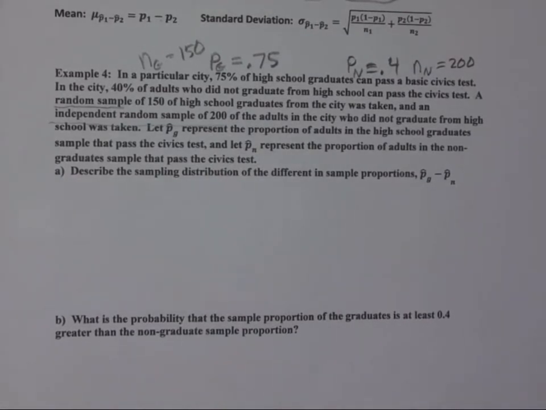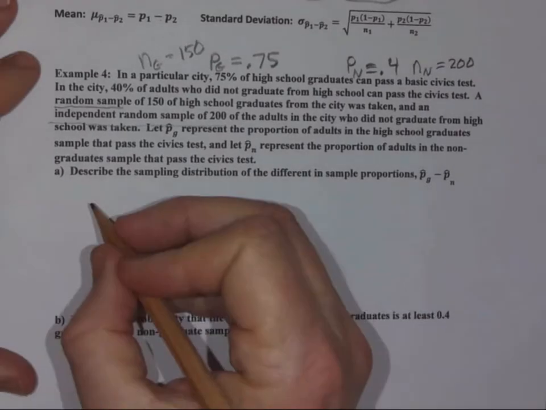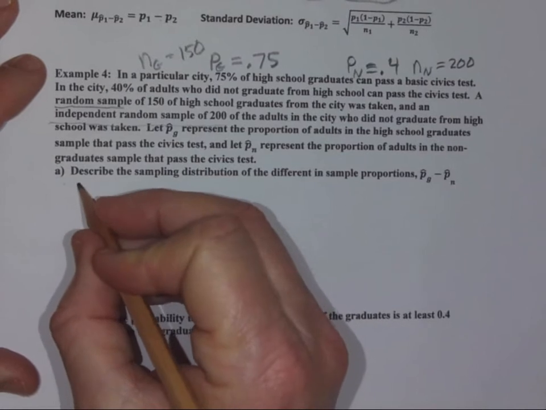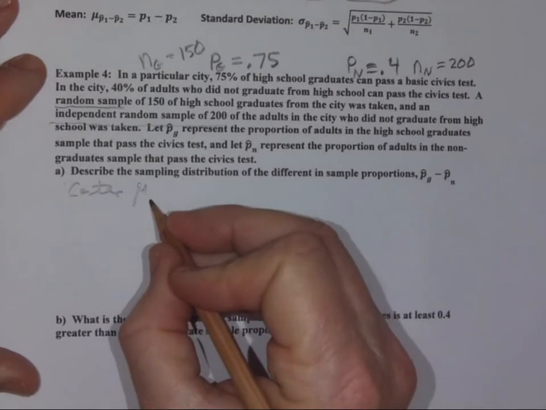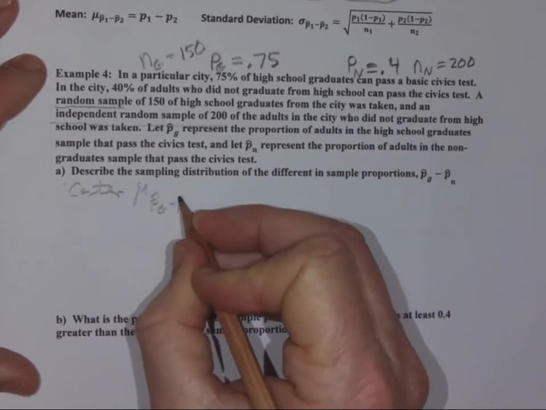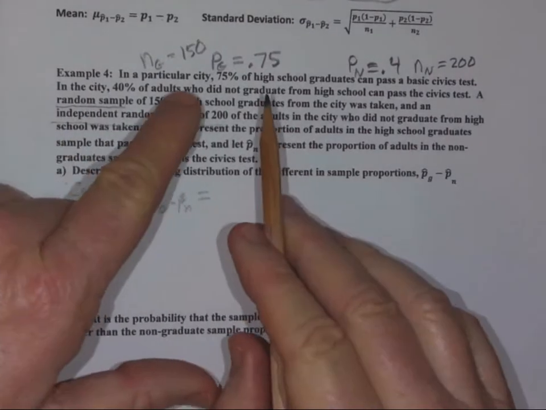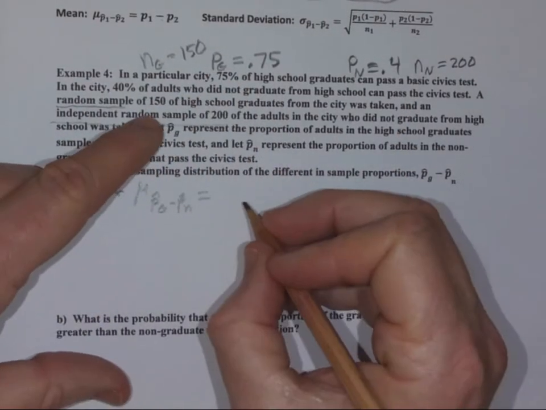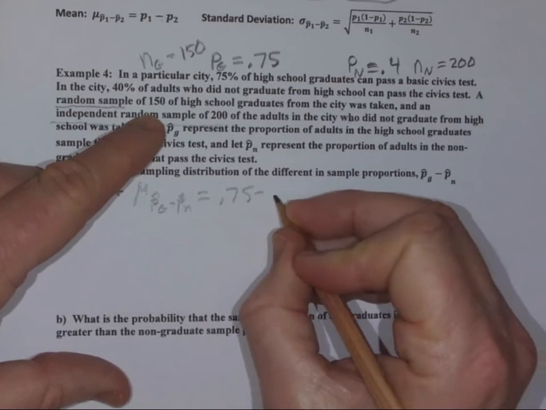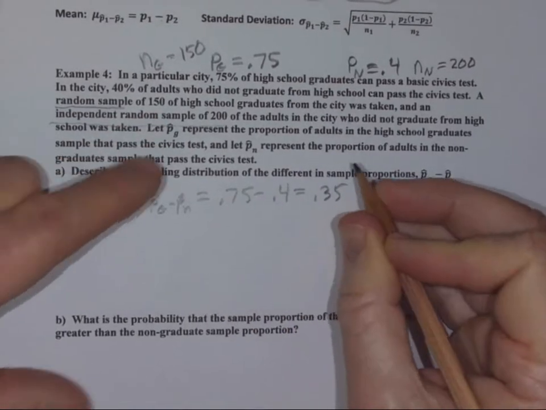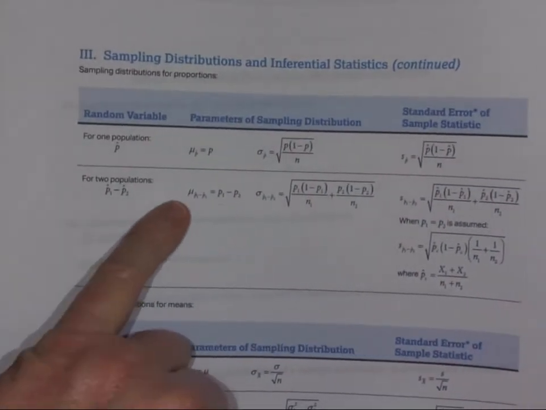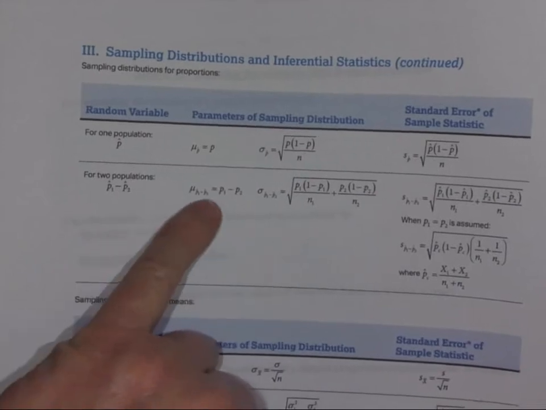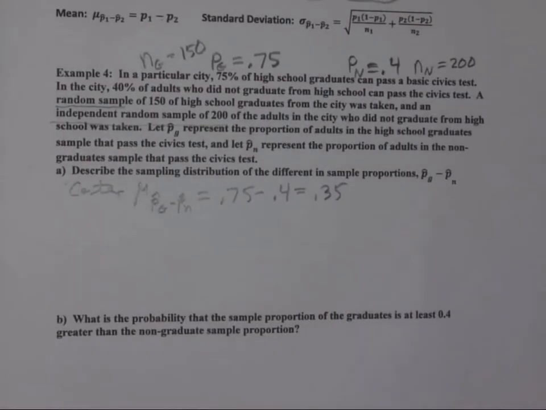Describe the sampling distribution. So we're asked to describe a distribution. We have to describe its center, unusual values, shape, and spread. Well, in regards to its center, we have the mean. The mean of all these differences, the mean of p hat sub g minus p hat sub n. And for that, you can just subtract those two numbers. It is just going to be 0.75 minus 0.4, and that's equal to 0.35. And that little formula is right there. So the mean of our sampling distribution of differences is going to be that. So it's going to be centered around 0.35.